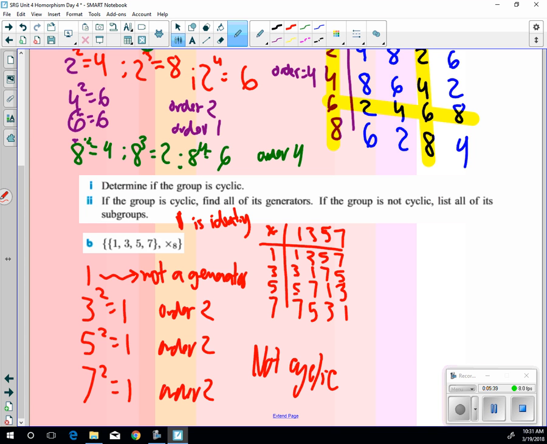Now it says if it's not cyclic, list all the subgroups. So what would all the subgroups be? Well, it would be 1, 3, 5, 7, 1, 3, 1, 5, 1, 7, 3, 5, 3, 7, 5, 7, and then 1, 3, 5, 1, 3, 7, 1, 5, 7, 3, 5, 7. If you have like 1, 3, 5, that includes 7 in the table. I mean, that's not part of the group, so it's not closed. That's like 3 times 5 is 7.